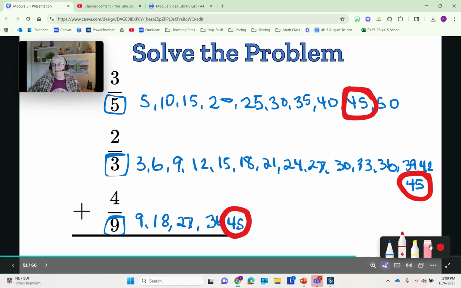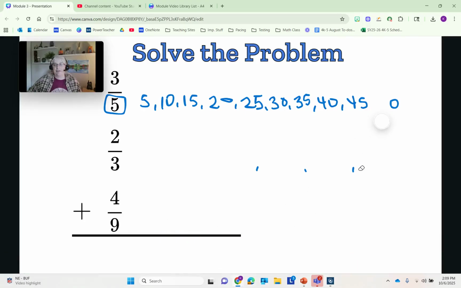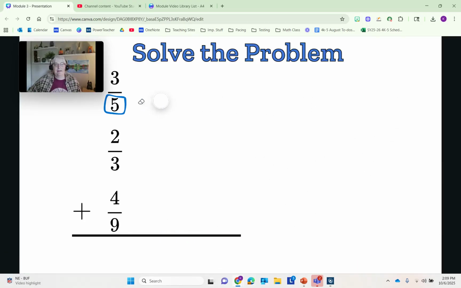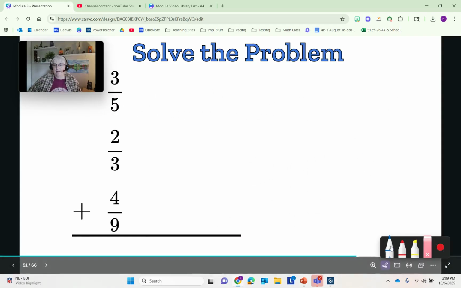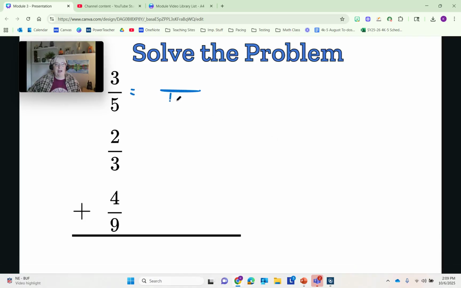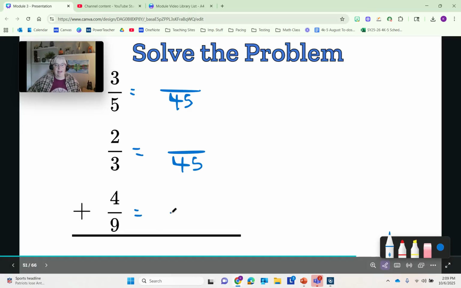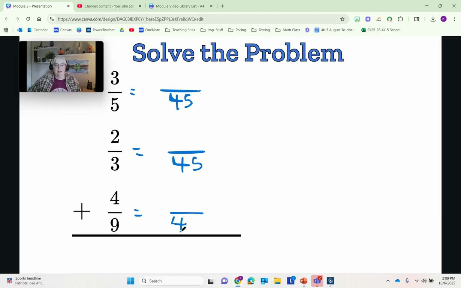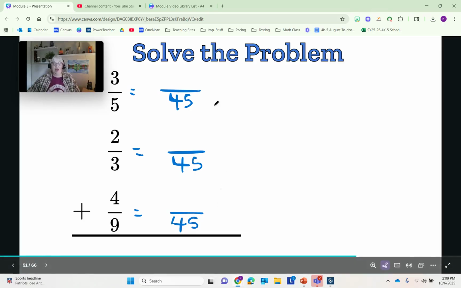We can do that. Let's erase all of this. Don't need all that extra stuff looking at us. All right. 3/5, we're going to make it into a fraction where the denominator is 45. Same with 2/3. And same with 4/9. I like to set it up this way first because then I know that my denominators are always going to be 45.